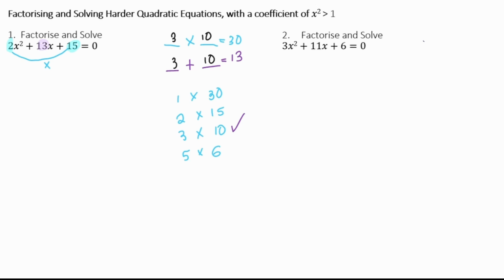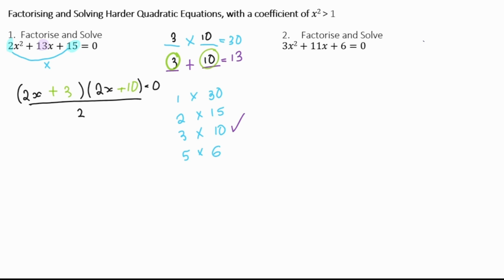We can now factorize this by putting 2x as the first term of our bracket, and in the second bracket we will also put 2x. However, when we multiply these, we need to get 2x squared. These are giving us 4x squared, which means we would have to divide one of these brackets by 2. So in the first bracket, we will put the first factor that we got, which is 3, and in the second bracket, we will put the second factor we got, which is 10.